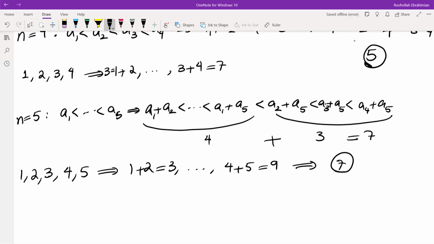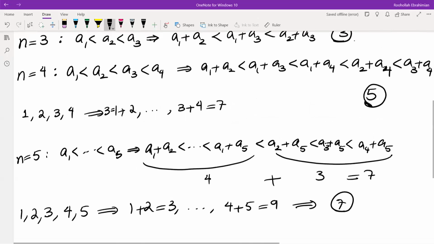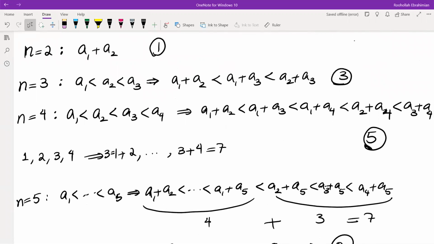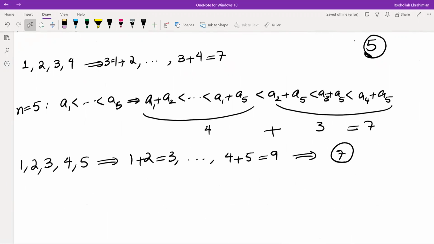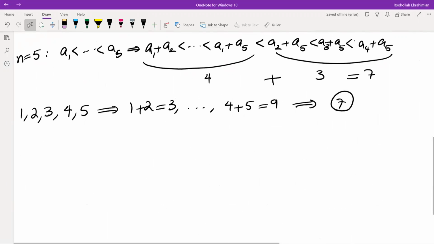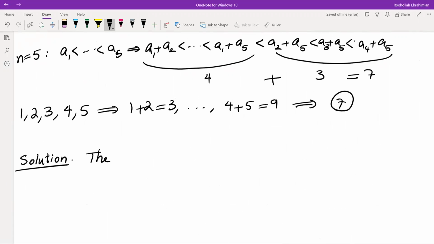So I have something that gives me 7, and I know that there's at least 7 for every possible set S. Therefore, the answer is 7. Okay, so it's not difficult to see the pattern. So 1, 3, 5, 7, those are just odd numbers. Okay, so we'll turn that into a solution. So the first thing I'm going to do is write down my answer. So the answer is 2n minus 3. So clearly, these are odd numbers.